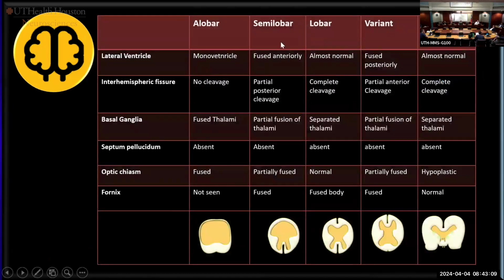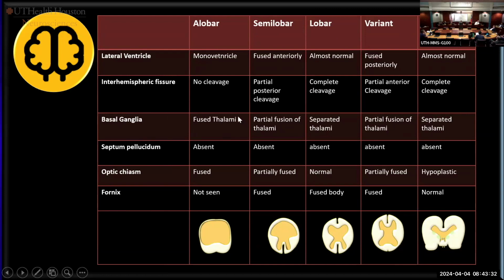So I'll send you this, but if you want that, this is just my cheat sheet to see what type it is, which ones have monoventricles, which have fused thalami or not. But you have that in this table. You see that the basal ganglia being fused is typically of the alobar. The semilobar sometimes has it. You don't see it all the time.